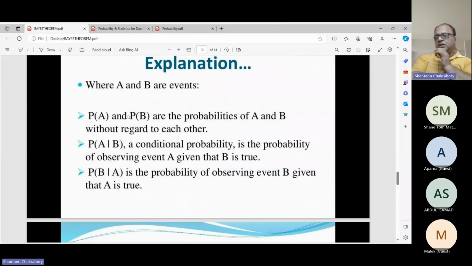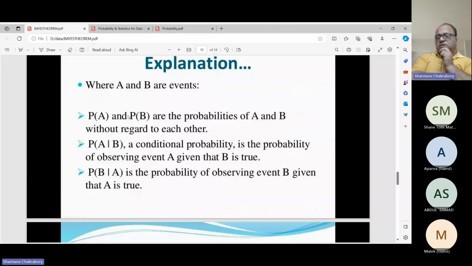So P of A and P of B are the probability of the event A and the probability of event B without regard to each other. Now we write P of A given B, that is the conditional probability of observing event A given that event B has already occurred or is true. P of B given A is the probability of observing event B given that event A is already true.